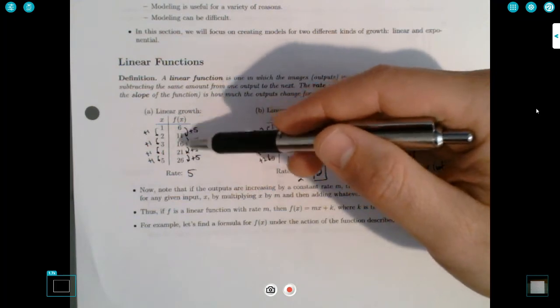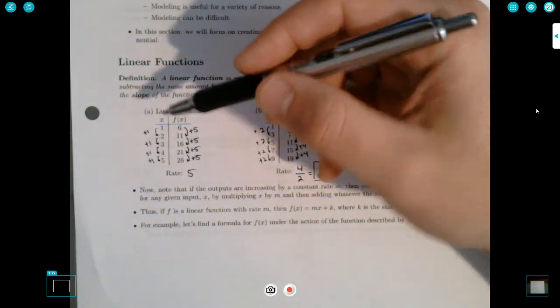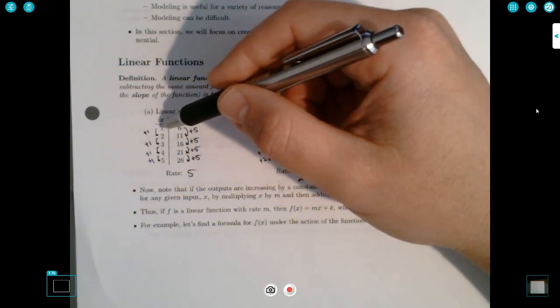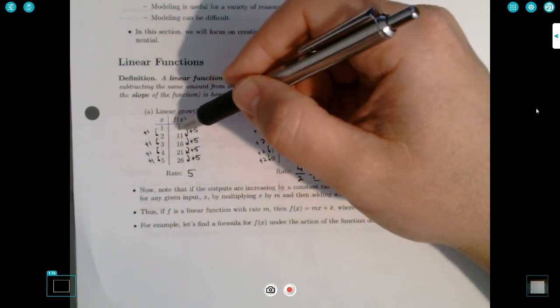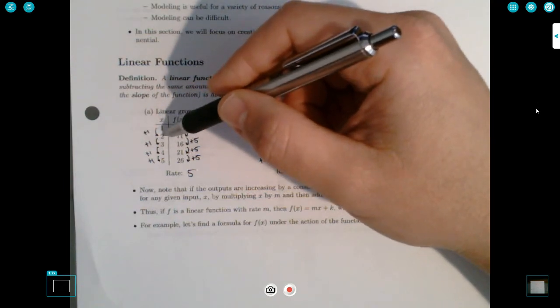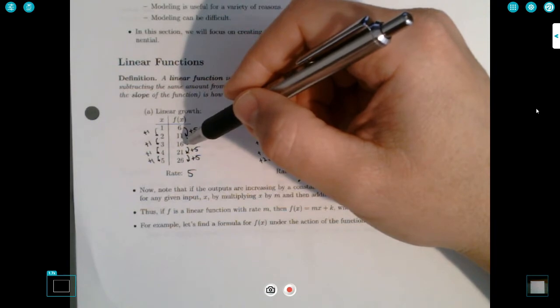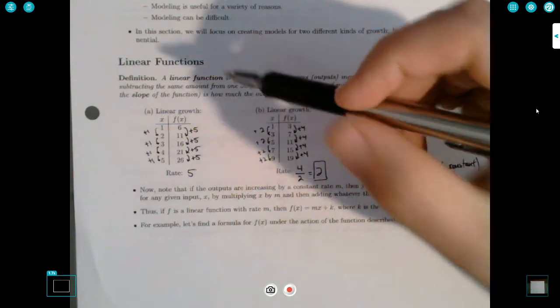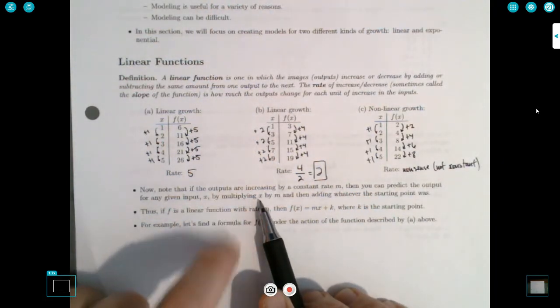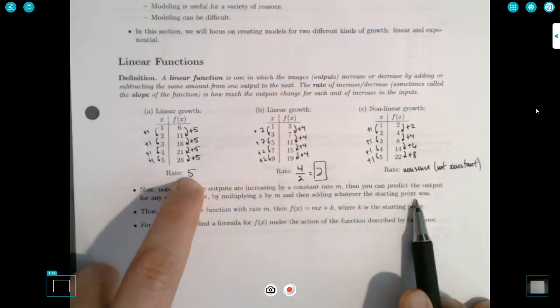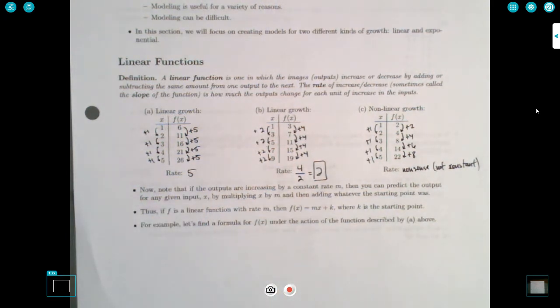But you'll notice that I'm close, right? I'm only off by, like, I just need to add 1 to get there, right? Like if I do 1 times 5, and then I add 1, I get 6. If I do 2 times 5, I get 10, and then if I add 1, I get 11. If I do 3 times 5, I get 15, and then if I add 1, I get 16, right? And so forth. So my starting point must have been 1. So if I multiply x by my rate, and then I add whatever the starting point is, then I can predict any output.